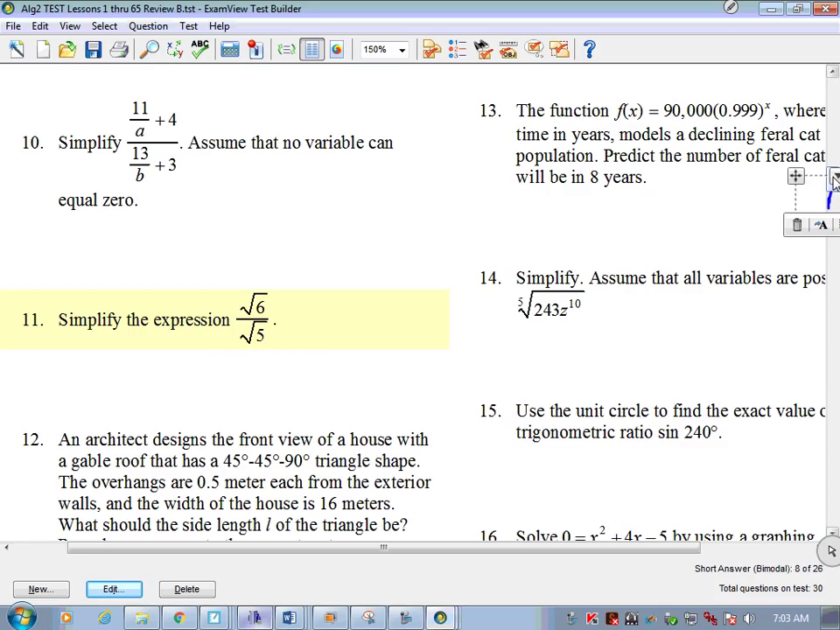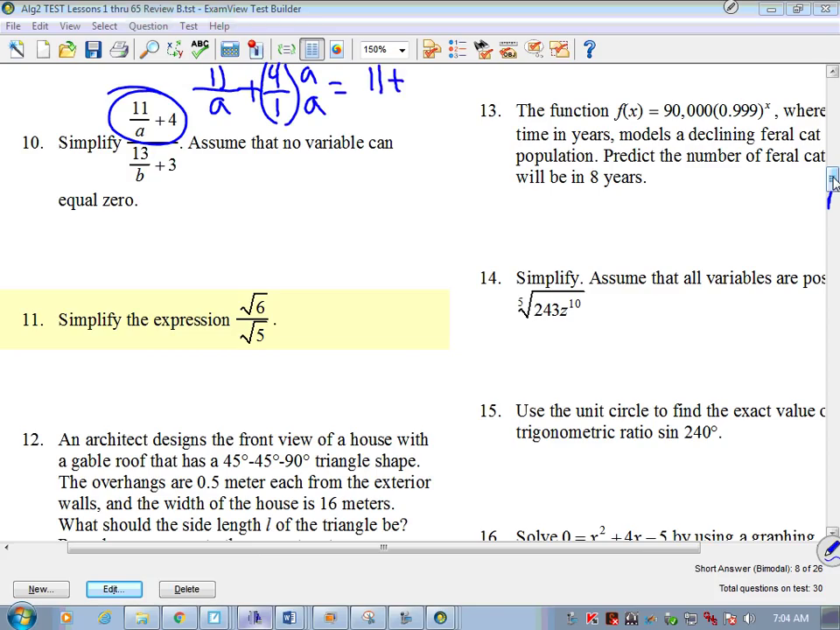Okay, 11a plus 4 over 13b plus 3, assuming that no variable can equal 0. So we're going to start off with this first part here. We're going to write that as 11 over a plus 4 over 1. We got to get a common denominator, so we're going to multiply by a over a. That's going to be 11 plus 4a over a. Okay, that's my numerator. Down here, we're going to write that as 13 over b plus 3 over 1. Right, so we're going to multiply this by b over b, so I get a common denominator, and I'm going to get 13 plus 3b all over b.